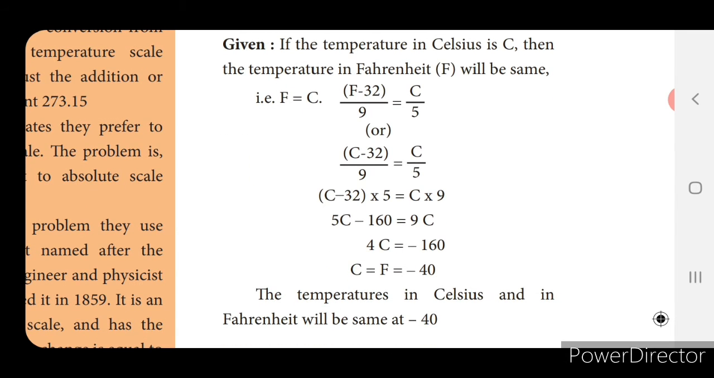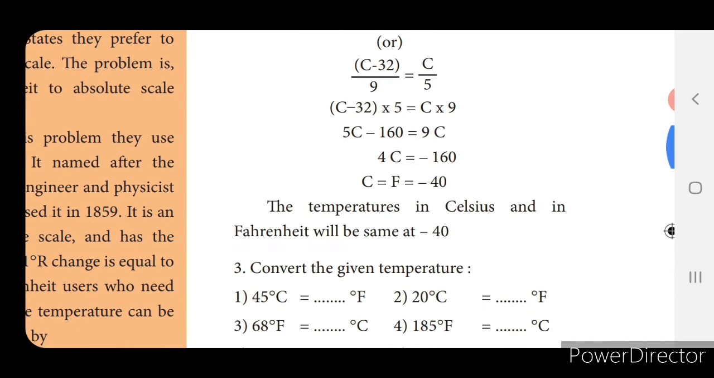4C is equal to minus 160. So C is equal to minus 160 divided by 4, that is nothing but minus 40. So the temperature in Celsius and in Fahrenheit will be the same at minus 40 degrees. Okay, minus 40. Clear, children?